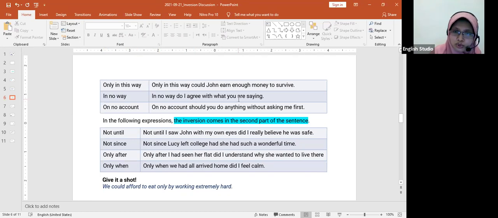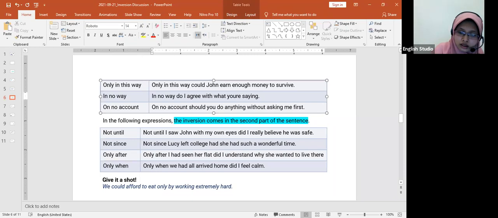When it comes to IELTS writing, please be careful with the writing of be ya or to be ya. Jangan sampai disingkat ya guys. In terms of speaking actually you can abbreviate it, kayak disingkat gitu, tapi kalau untuk writing justru sebaliknya. And then on no account ya, on no account should you do anything without asking me first. Nah ini pakai modal ya. Kalau ini pakai auxiliary ya.